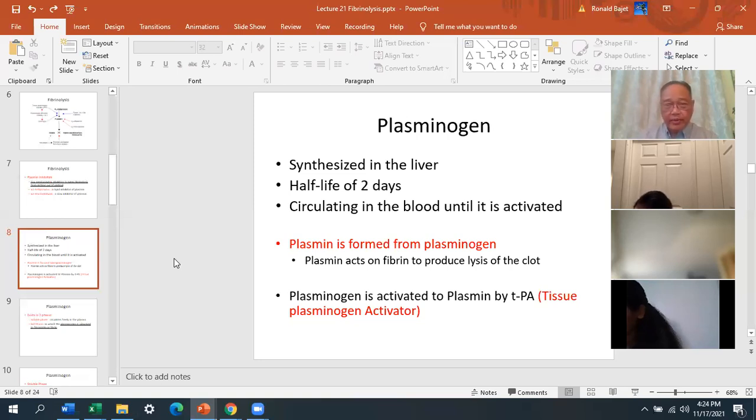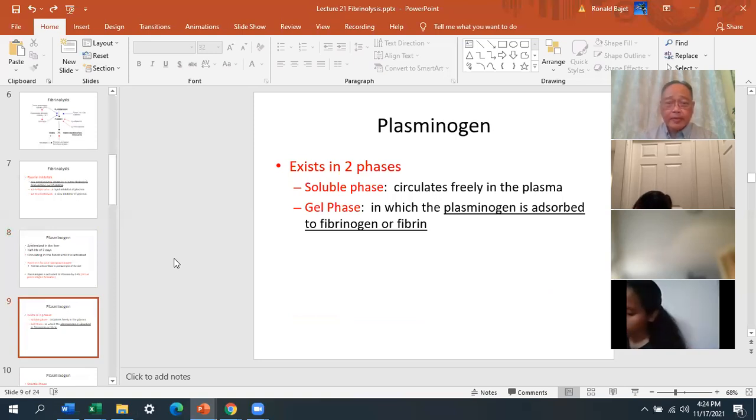That will activate fibrinolysis. Plasminogen exists in two phases: the soluble phase, which circulates freely in the plasma, and the gel phase, in which plasminogen is actually absorbed to fibrinogen or fibrin. Okay.